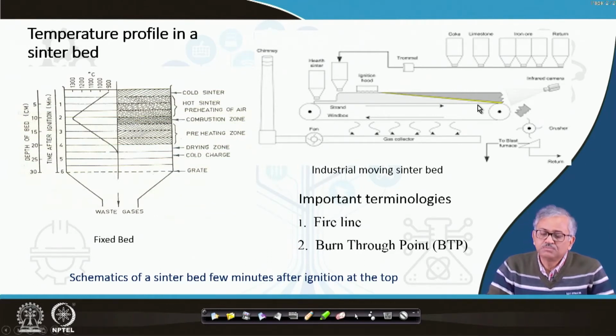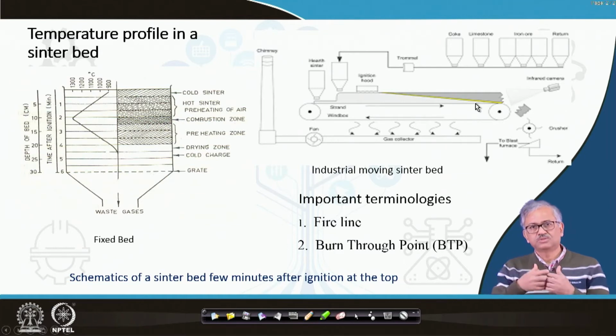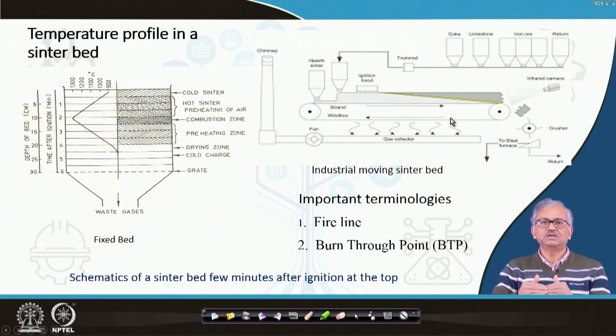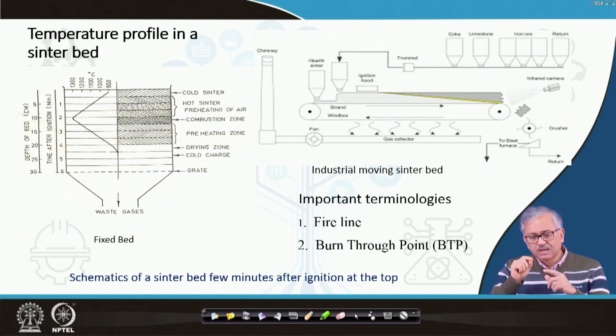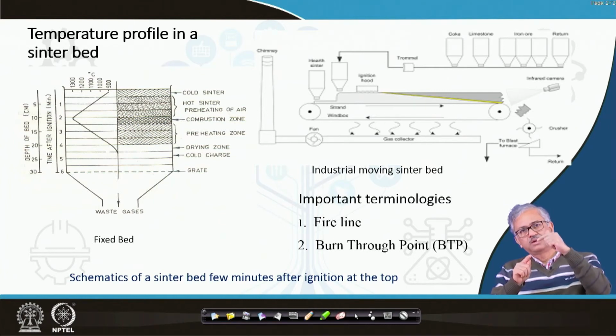And if BTP is reached prematurely, suppose the BTP has reached at this point, that is also not good, because a lot of the strand will be unutilized. You can easily shift this BTP from here to here, so that your productivity also becomes higher. Premature attainment of the BTP, and attaining it after the end, are both not good, because in that case you are not getting the sinter. So the burn through point is the location of the wind box where the fire line has reached the bottom of the sinter bed, right?